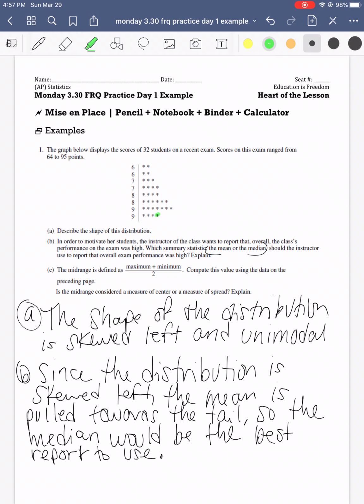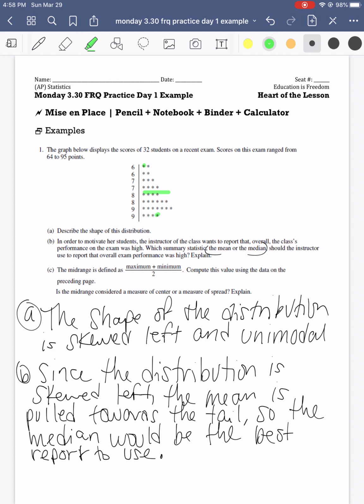Then we take the minimum value here. Again, we don't know exactly what it is, but we know it's going to be in the 60s. And then we average that out. So if I take the maximum number and the minimum number, add those together and divide by 2, it's probably going to give us some number in between. So they're wanting to know, is the mid-range considered a measure of center or a measure of spread?